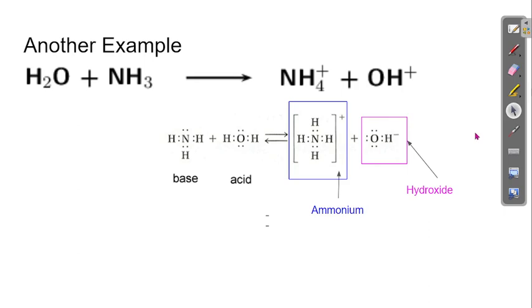Whomever gives the hydrogen is the acid. Whomever receives the hydrogen ion is the base. Just follow that hydrogen to see who is giving it, who is receiving it, and then you know who the acid is and who the base is.